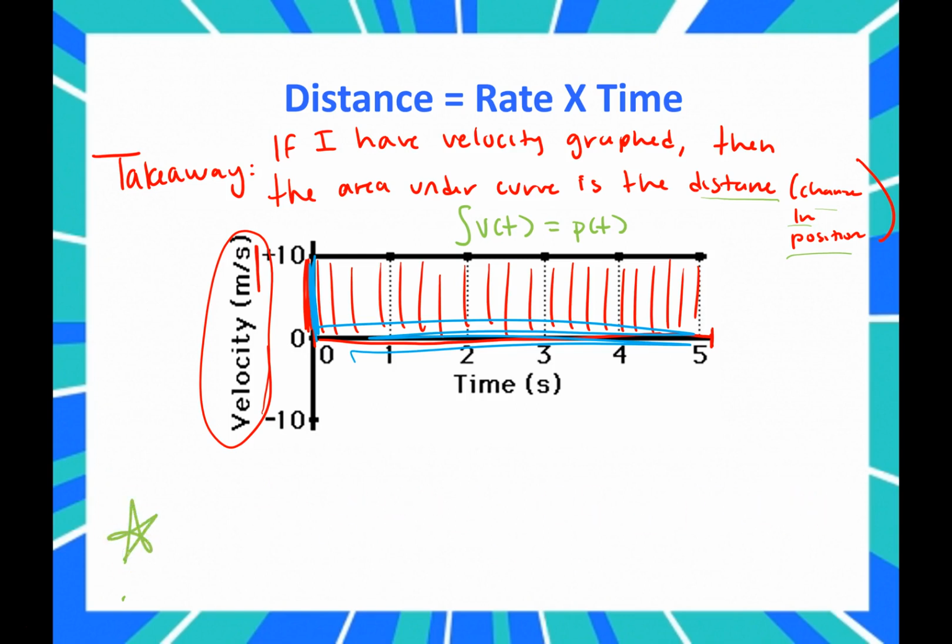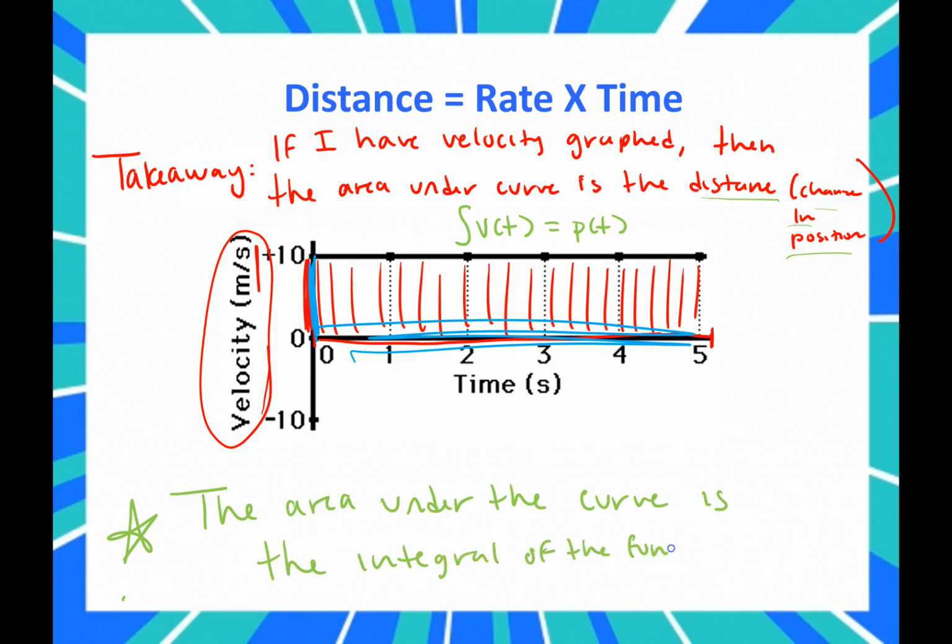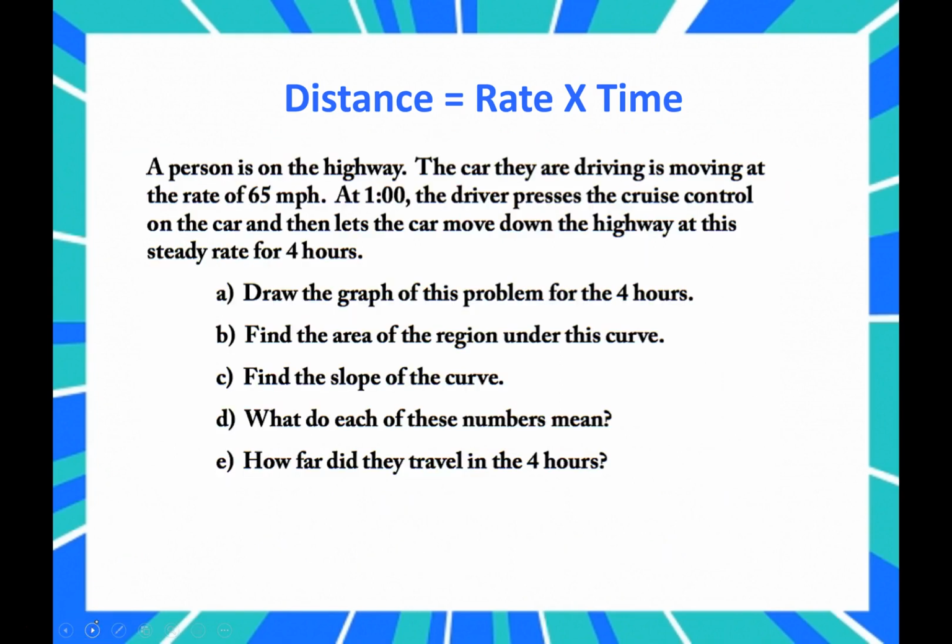the area under the curve is the integral of the function. Okay, because when we took the area under the curve of velocity, we got the distance, or that change in position. Okay, again, very, very abstract. I realize that. All right, next question here says a person is driving on the highway.